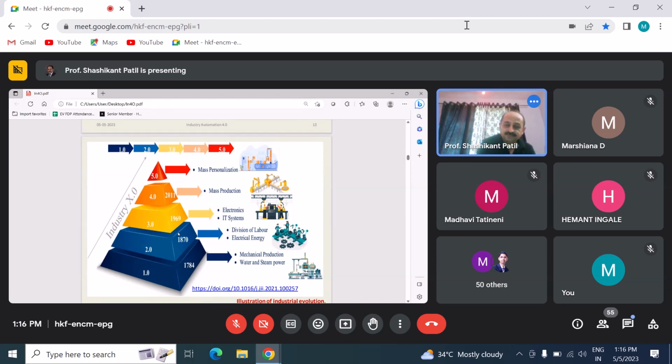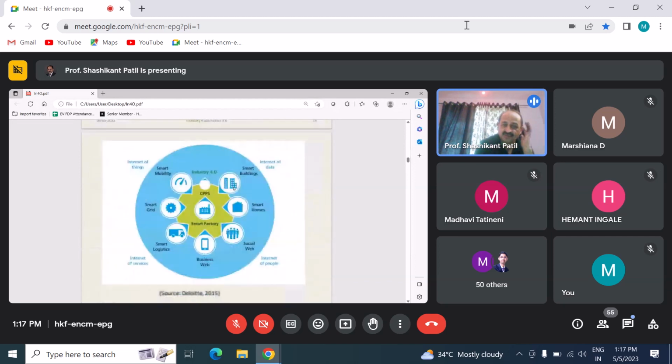Here you see division of labor and electrical energy came into the picture in industry 2.0. Then with the help of electronics, IT systems and computerized mechanisms, industry 3.0 started way back in 1969, and in 2011 it started with industry 4.0. Now we are slowly and gradually moving towards industry 5.0, where mass personalization will be there. Devices, plants and systems will be more personalized and customized. So this was one thing.